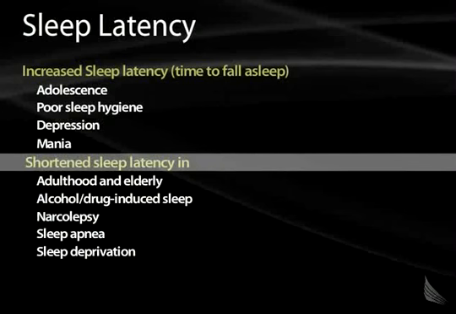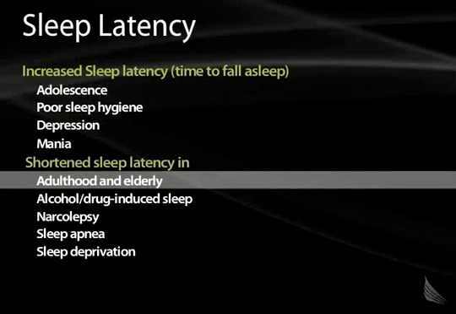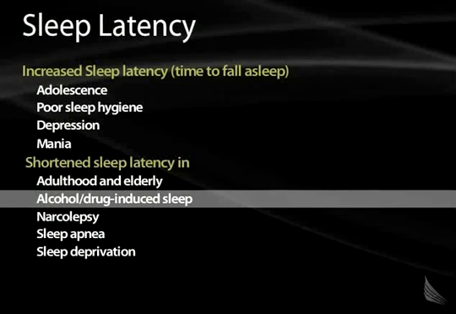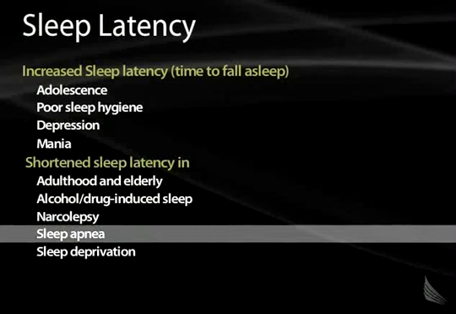Now, where do you get a shortened sleep latency? Adulthood and elderly. Elderly usually fall asleep pretty quickly. You know, they're talking to you and they're out, but they don't sleep as long as we do. Alcohol and drug-induced sleep, narcolepsy, sleep apnea, and sleep deprivation.